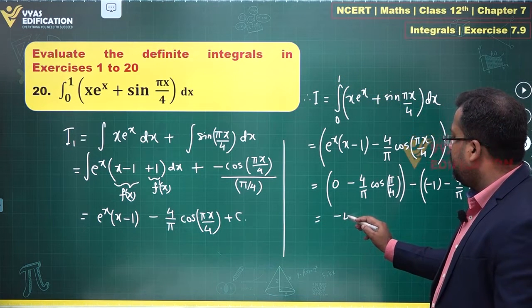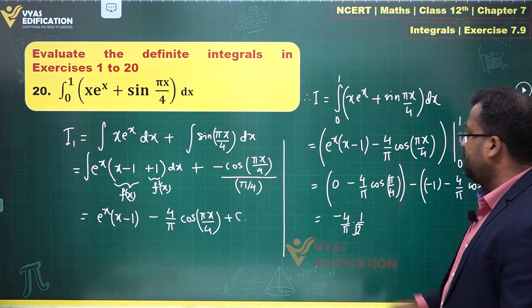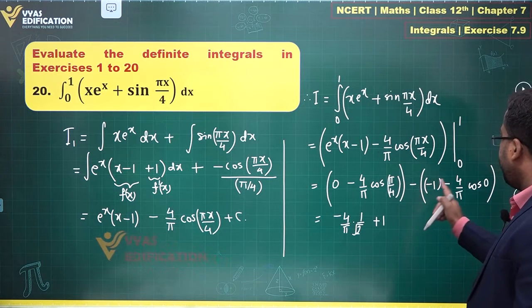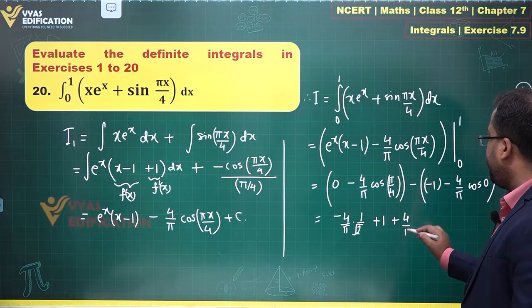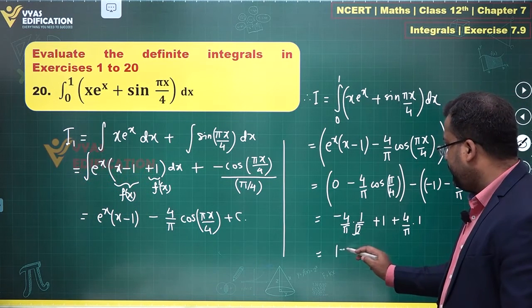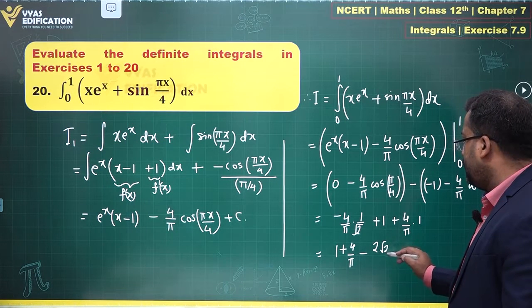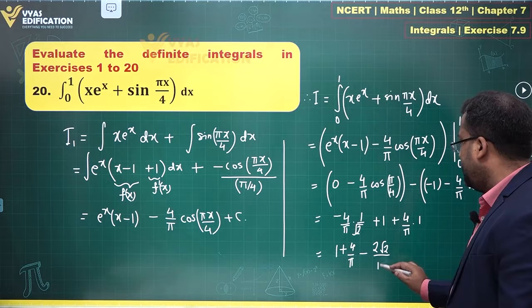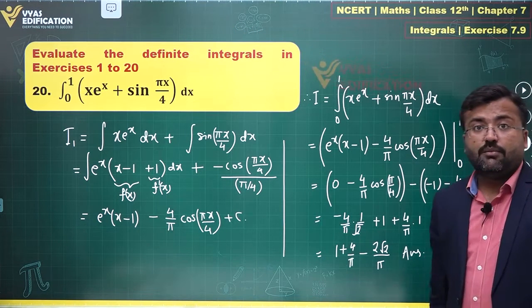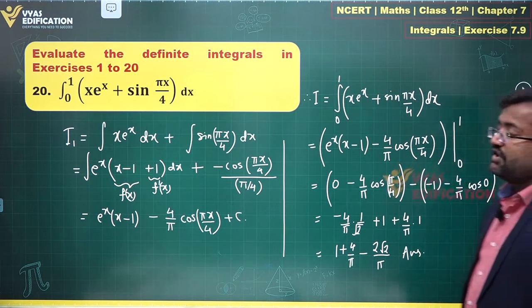This is minus 4 by pi times cos pi by 4, which is 1 by root 2 actually. This is what you have. And minus of minus 1 becomes plus 1. Minus of minus becomes plus 4 by pi, cos 0 is 1. So overall this value becomes 1 plus 4 by pi minus 2 root 2. 4 upon root 2 is 2 root 2 upon pi. That is my required answer for this particular question number 20, as you can see over here in this question, right? That's the complete solution of this 20th question.